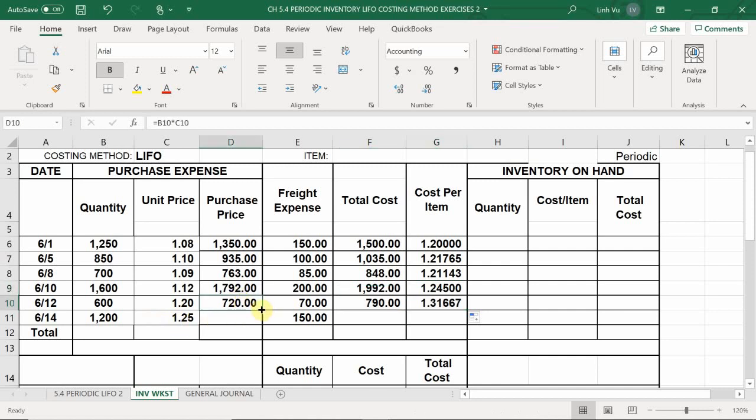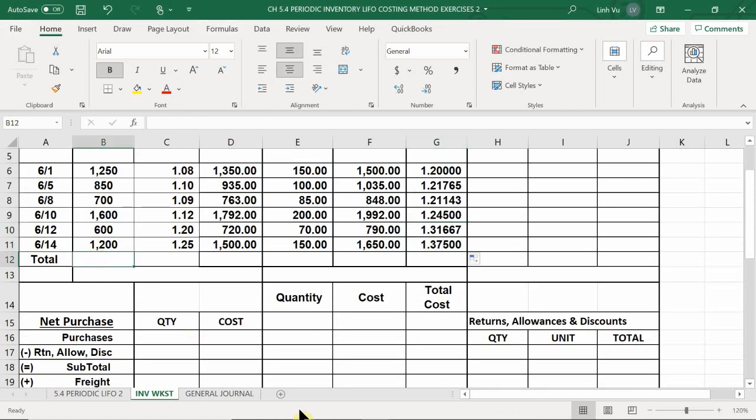So what's my total purchase price here? 1,500 plus 150. It was 1,650. So then what is going to be my cost per item? 1.375. Good. So another half of a penny right here. So we took 1,650 divided by the 1,200, right?